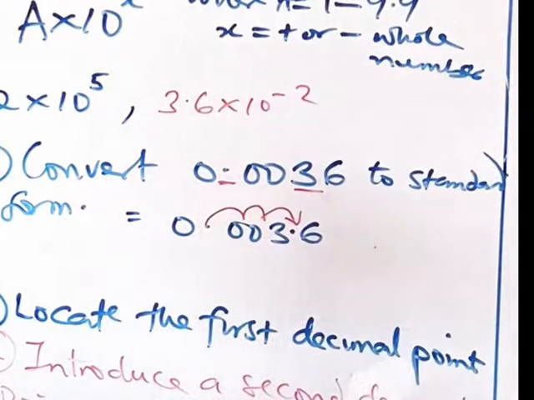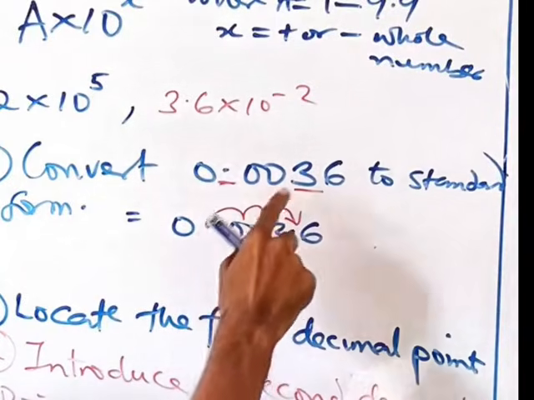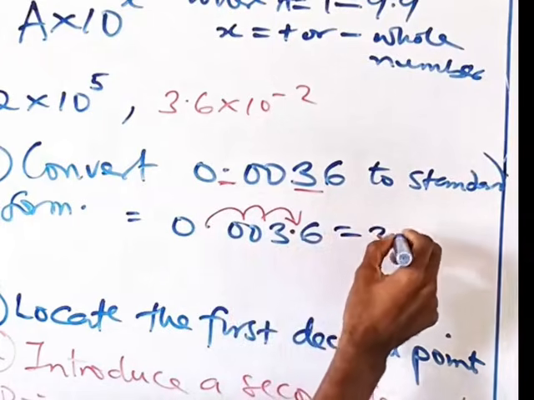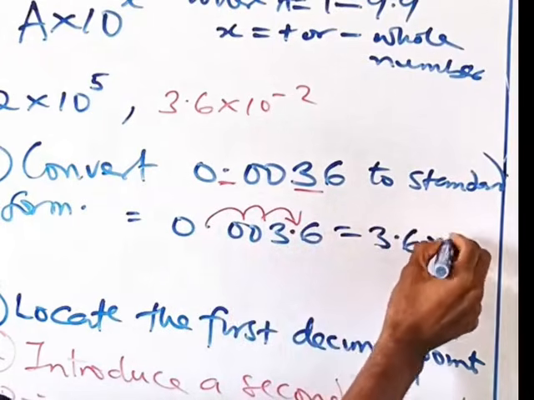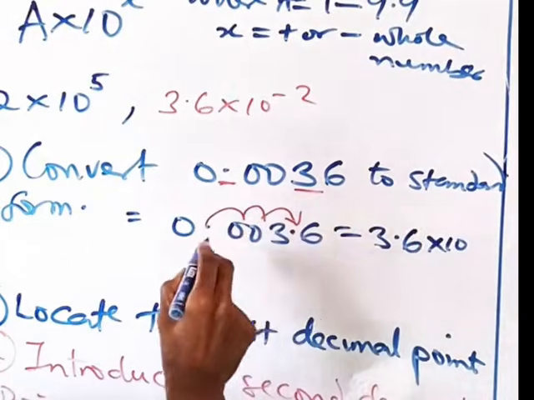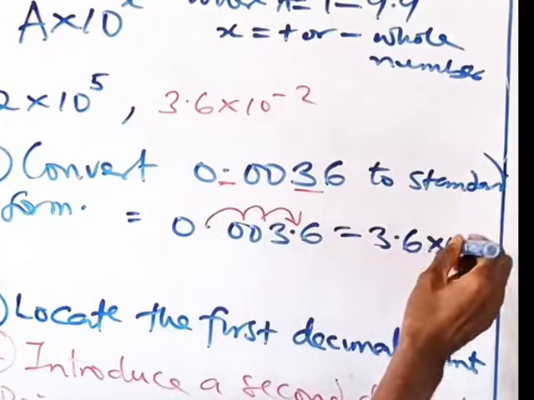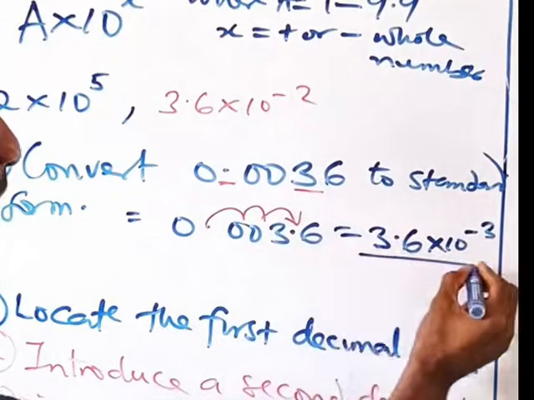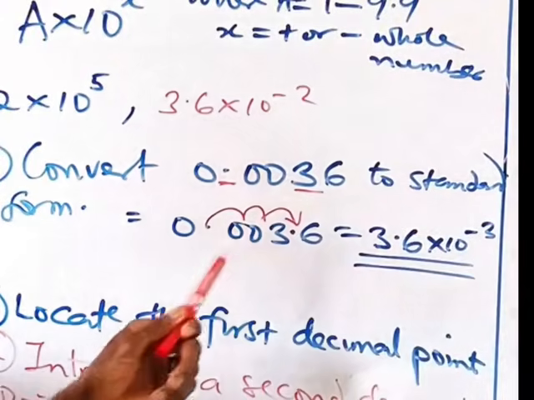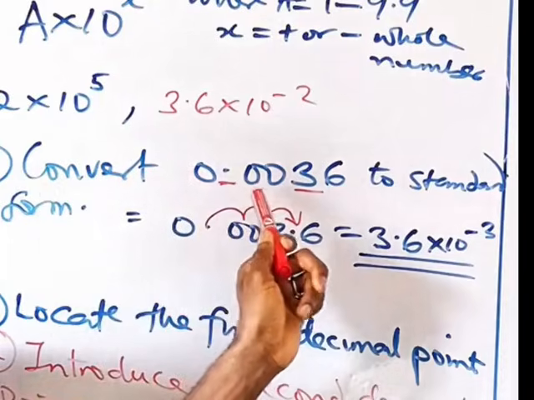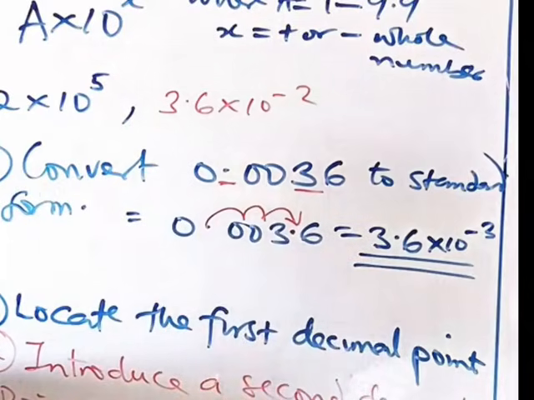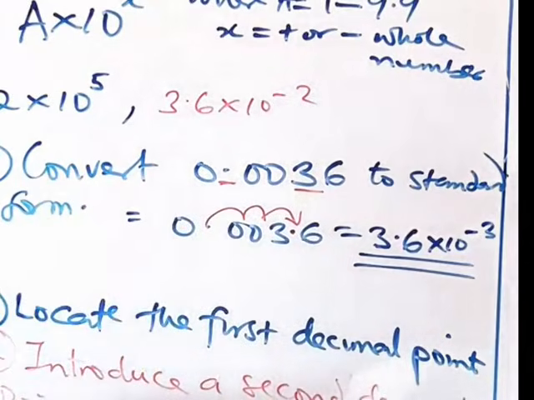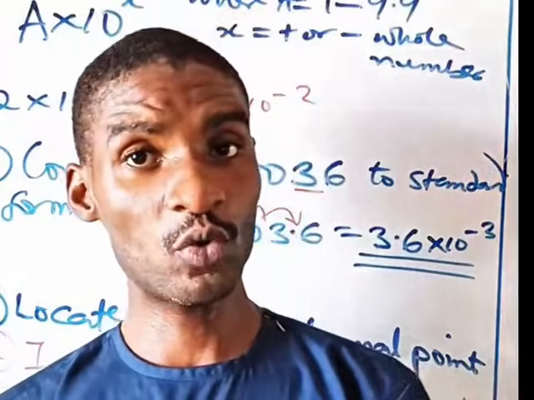And then the last one says if counting forward, it is minus. Because I counted forward, it's now going to be 3.6 times 10 raised to power, because I counted forward 3 times, 1, 2, 3, to be minus 3. 3.6 times 10 raised to power minus 3. So I have succeeded in converting this from decimal to standard form. That is the simple way to convert from decimal to standard form. So I hope you understand that.